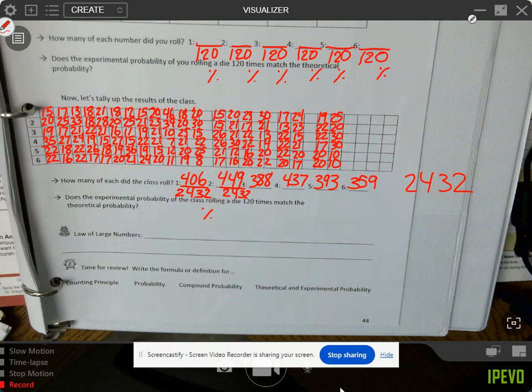So 406 divided by 2,432 gives me a 17%. 449 divided by 2,432 gives me an 18%. 388 divided by 2,432 gives me a 16%. 437 divided by 2,432, we got an 18%. 393 divided by 2,432, we got a 16%. 359 divided by 2,432, we got a 15%.